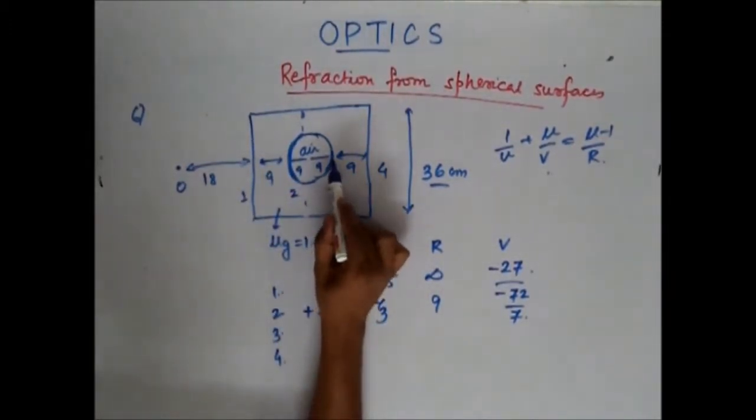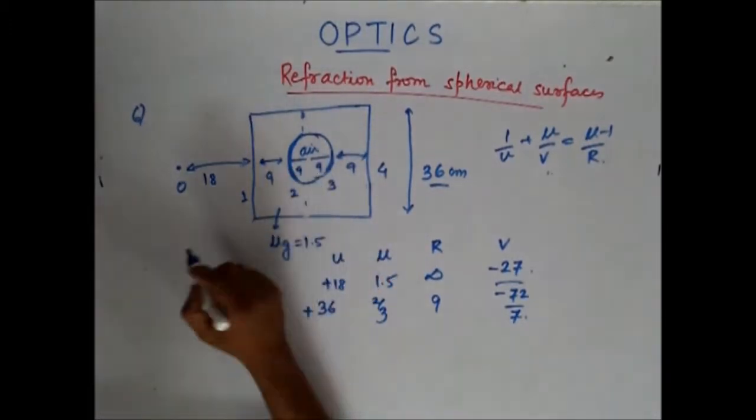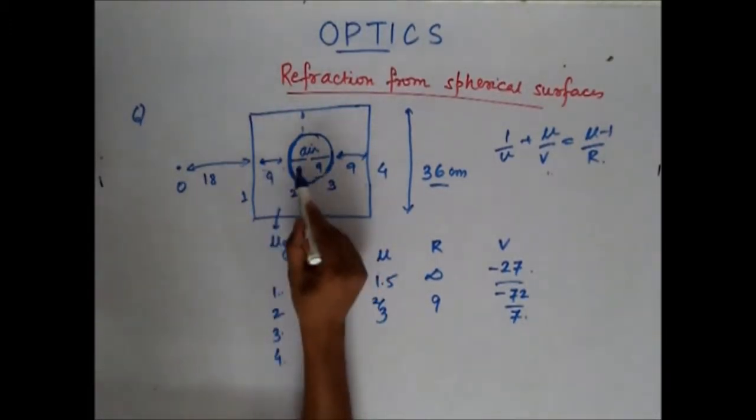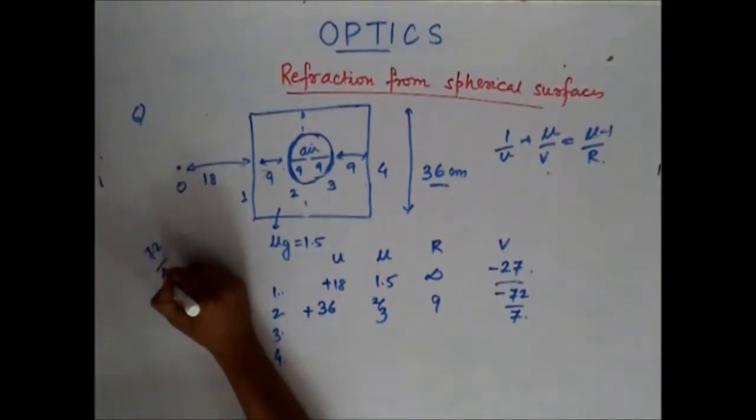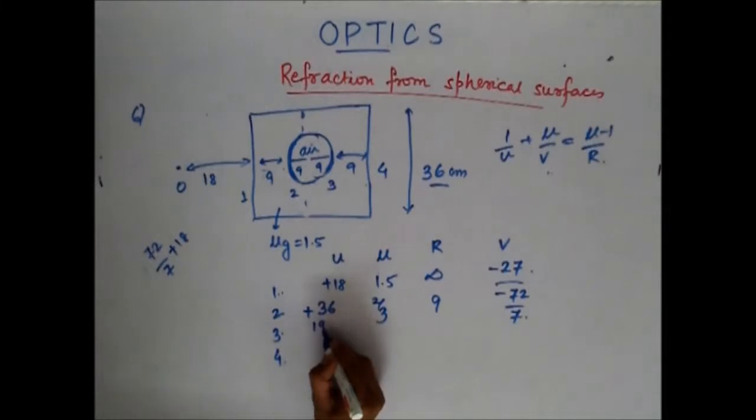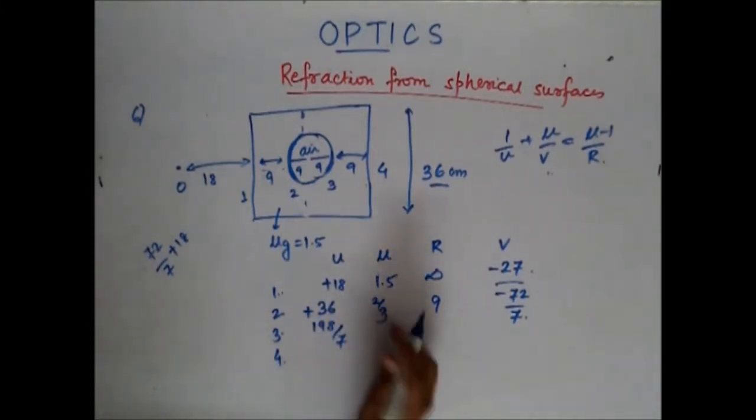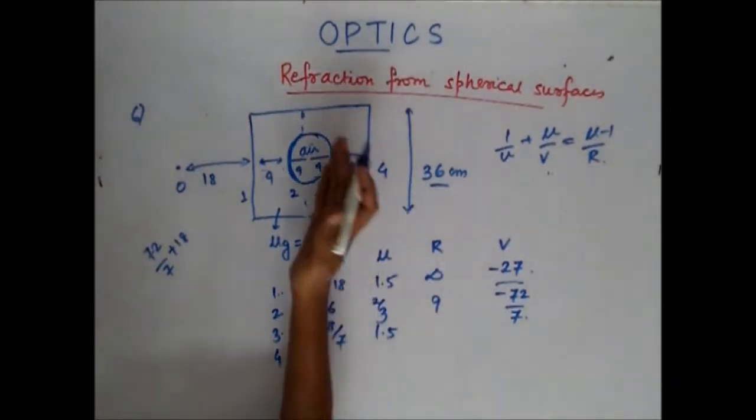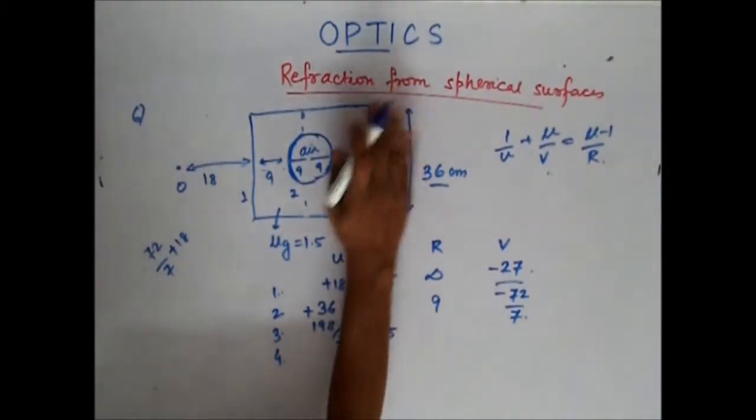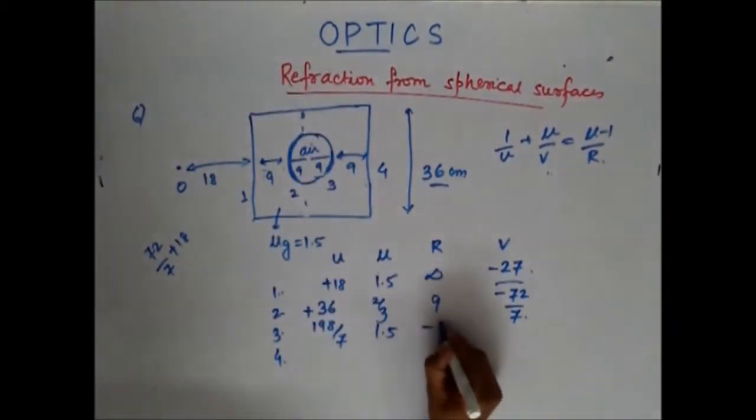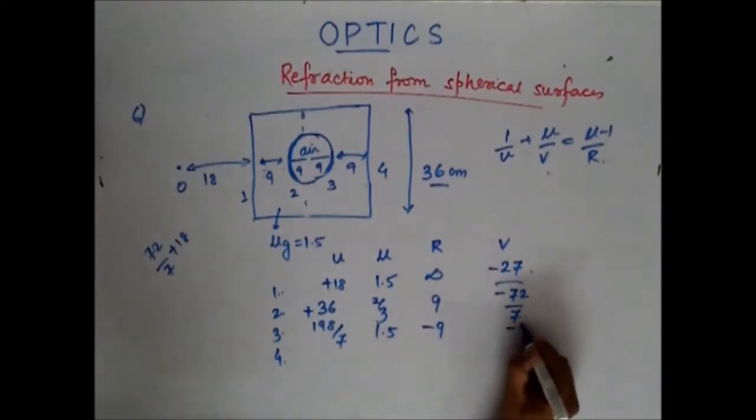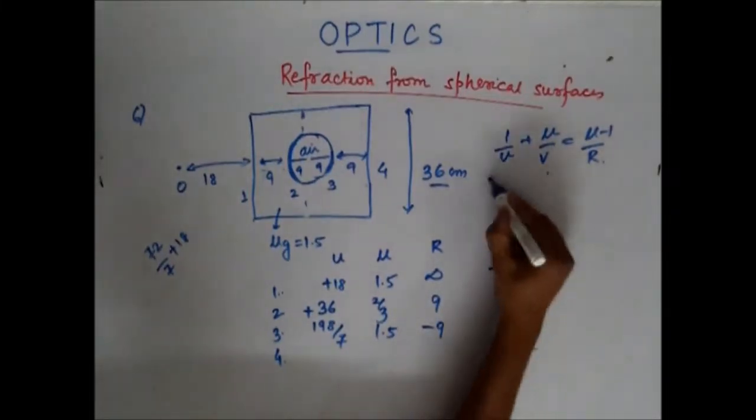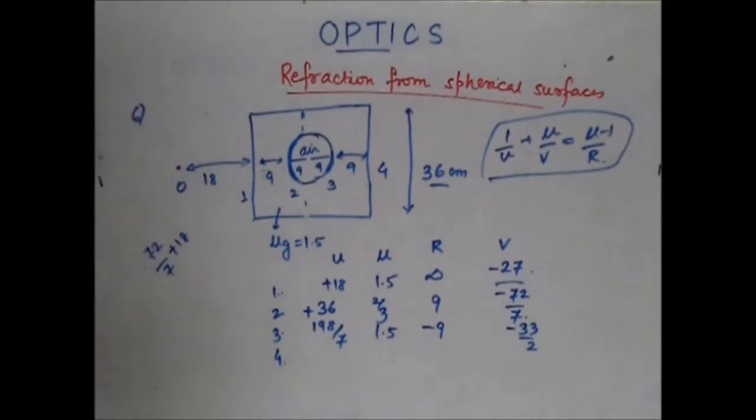Now for this medium, what is my object distance? It's 72 by 7 plus 18. If you do this, you'll get it as 198 by 7. What is mu of this medium with respect to this medium is 1.5. Radius of curvature is negative because this is my real space, this is my virtual space. So it's minus 9. If you solve this, you'll get this as minus 33 by 2. I'm using this same formula again and again.